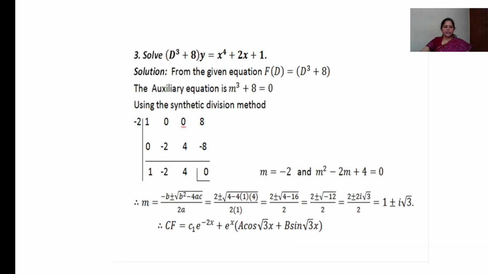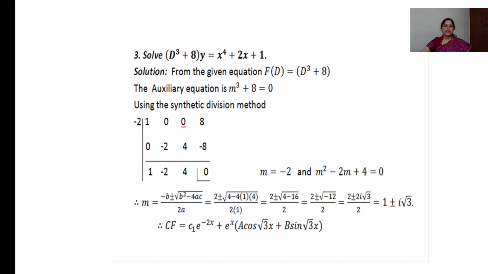Then the next example is: solve D cube plus 8 into y is equal to x to the power 4 plus 2x plus 1. The given equation is in the form of f of D into y is equal to f of x. So f of D is D cube plus 8. Then the auxiliary equation is m cube plus 8 is equal to 0. Here factorization is not easy, that's why we are going for the synthetic division method. The synthetic division method we are all familiar with.